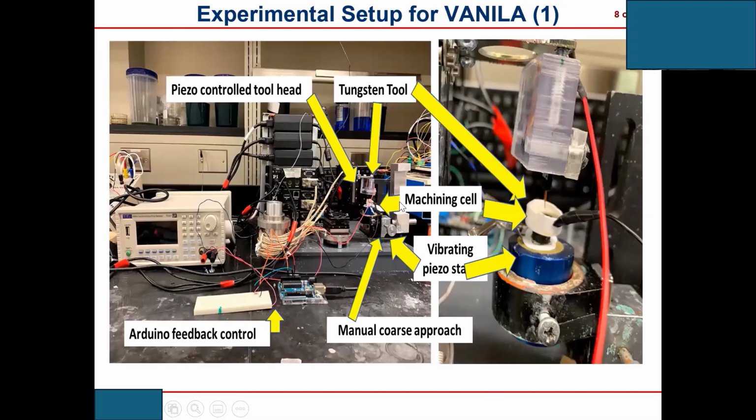Here is the experimental setup of the VANILA. We have a piezo-controlled tool head and a tungsten tool. Zooming in, this is the machine cell, and this is the vibrating piezo stage. This is a manual coarse approach, and this is the Arduino for feedback and control. This is the setup of the system.